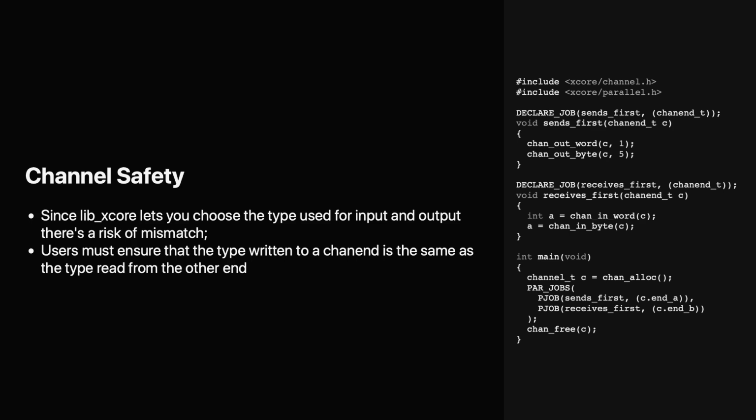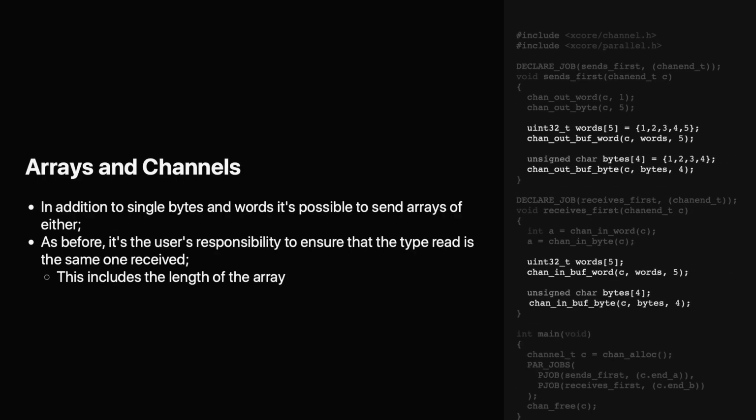This requires some care. Because we specify manually how many bits to send and receive, it's possible to accidentally introduce a mismatch. It's essential that the receiving end reads the same width of value from the channel which was sent. For example, if we send a word down a channel, the receiving end must read a word. If instead it tries to read a byte, this will cause unpredictable behavior, probably ultimately leading to a lockup or a trap. In addition to sending words and bytes, we can also send and receive arrays of either.